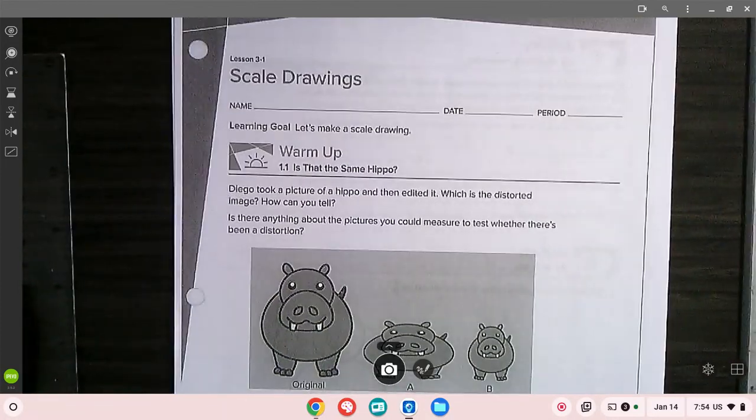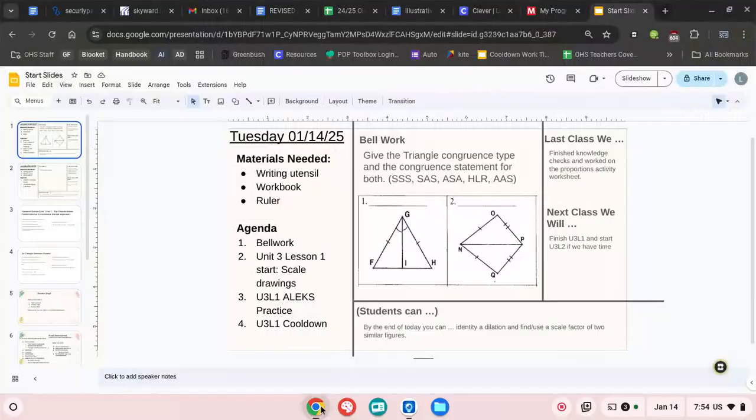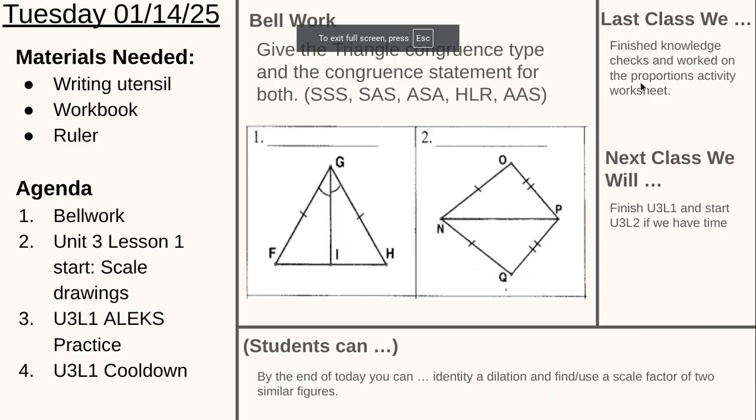But before we start, let's go ahead and look at our bell work for the day. So here is our bell work. Given the triangle congruence type and the congruent statement for both triangles, we have triangle 1, triangle 2. Does anybody have an answer for triangle 1? Yes, side, angle, side. So where does the second side come from? G and I are congruent to G. Right here, G and I. This middle one is a reflexive property, so we have side, angle, side, angle, side.